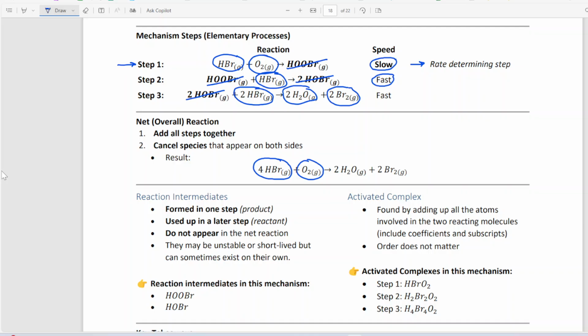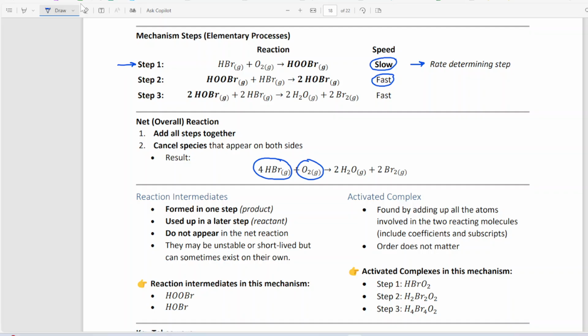Now, the activated complex is found just by adding up all the atoms involved in the two reacting molecules, including coefficients and subscripts, and the order doesn't matter. So, for example, if we look at this first step, right, I'm just going to erase all my crossing out. If we look at this first step, there's one H, one Br, and an O2.